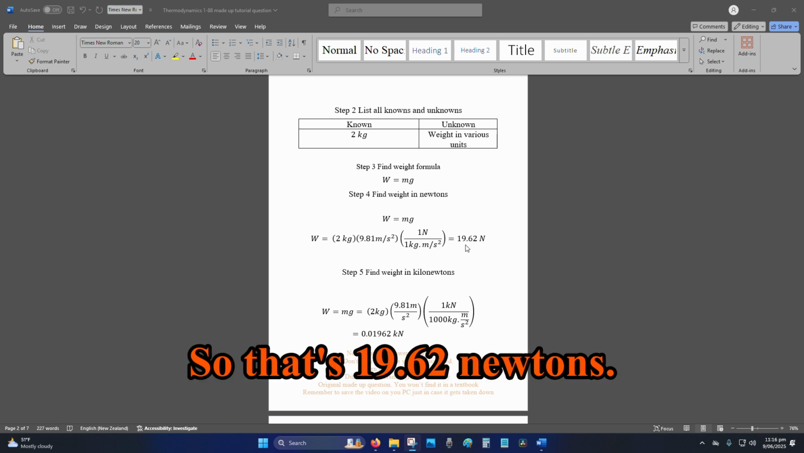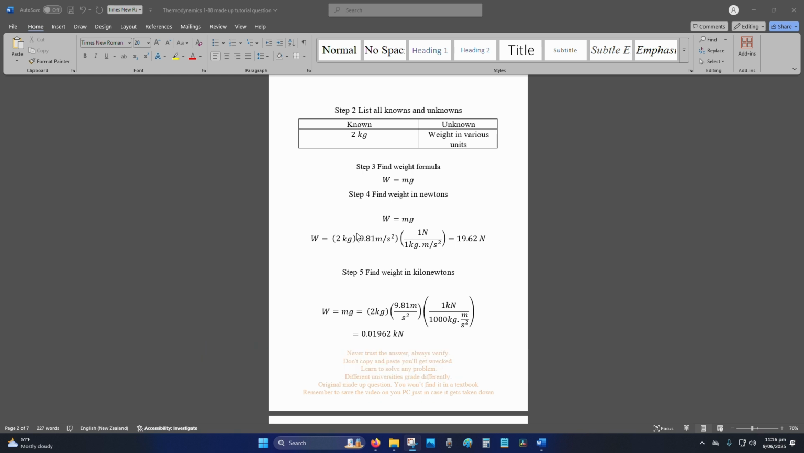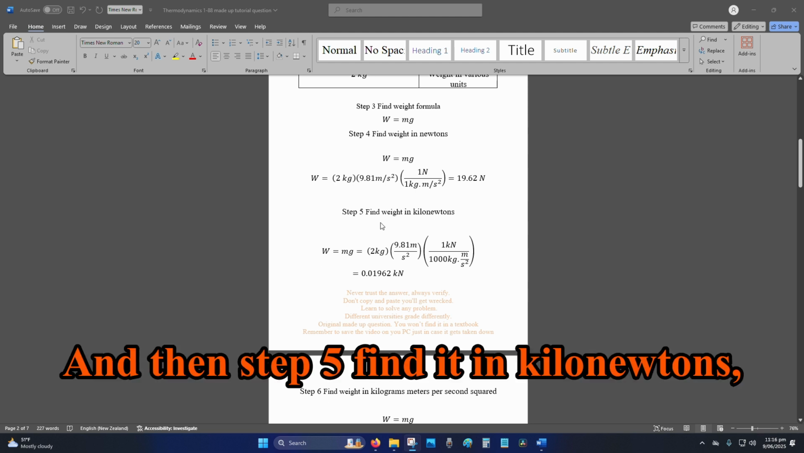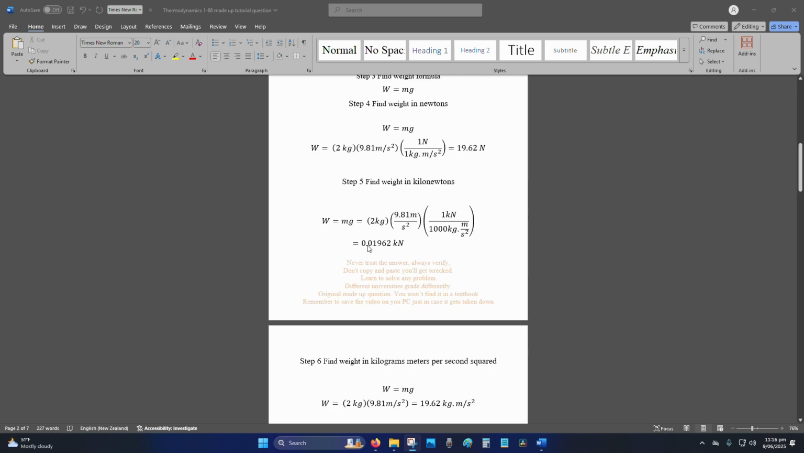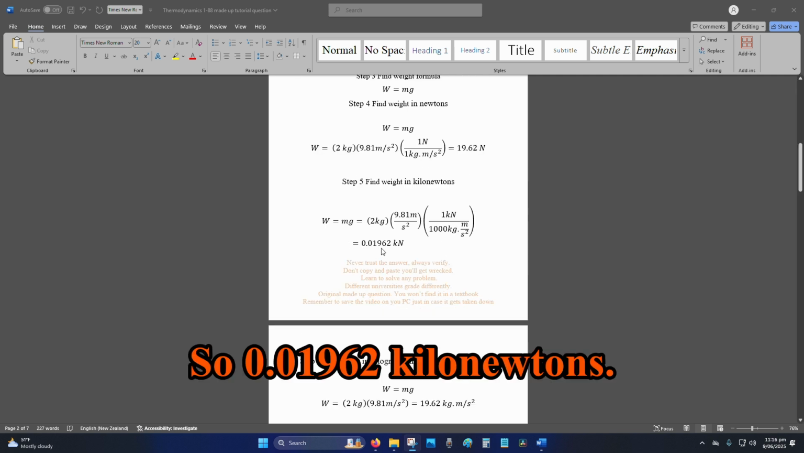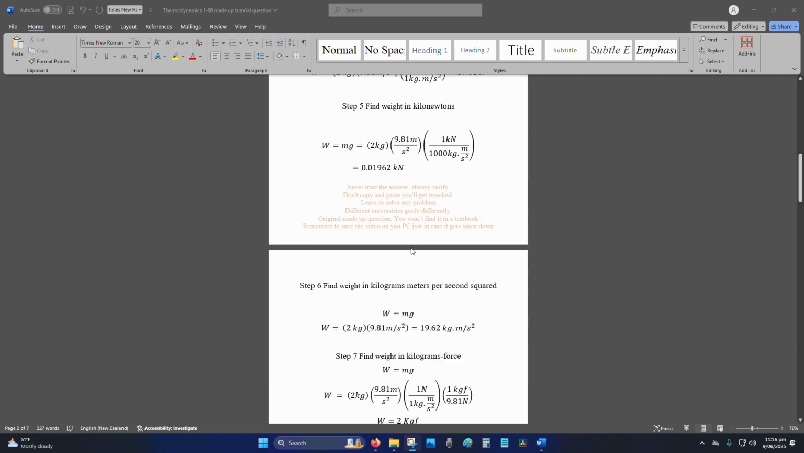So that's 19.62 newtons. And then step 5, find it in kilonewtons. Basically divide this one by 1000. So that's 0.01962 kilonewtons.